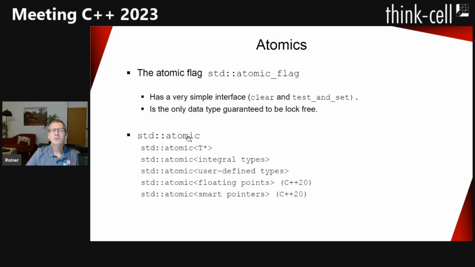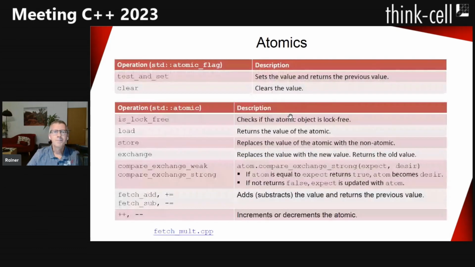Have a look. We have std::atomic, and std::atomic has a few partial and full specializations. You can specialize it for a pointer, for an integral type, for a user-defined type, for floating points, and for smart pointers. And this is, by the way, new with C++20. But my point is the following. All of them can use under the hood a locking mechanism. And so far, std::atomic of smart pointer always uses a locking mechanism. And this makes atomic flag special because it guarantees to be lock-free.